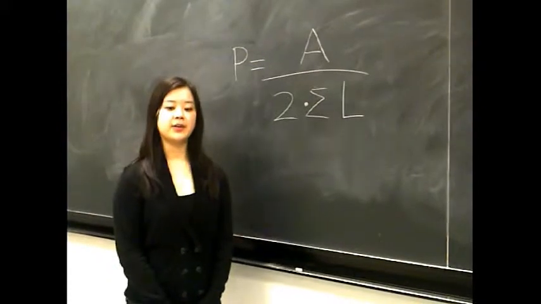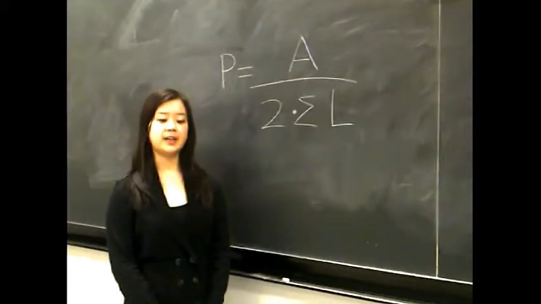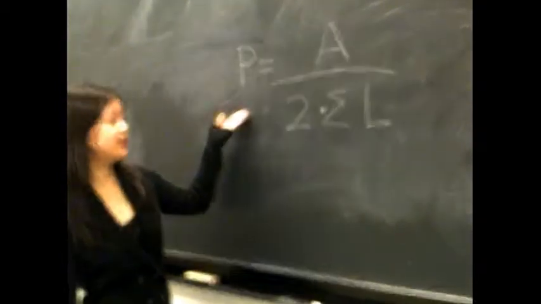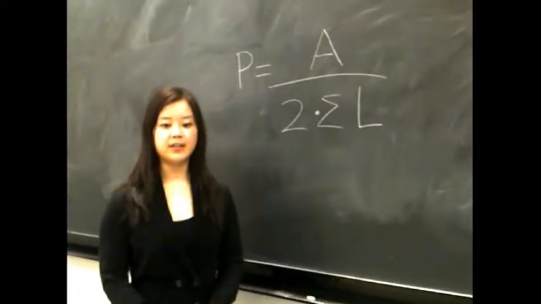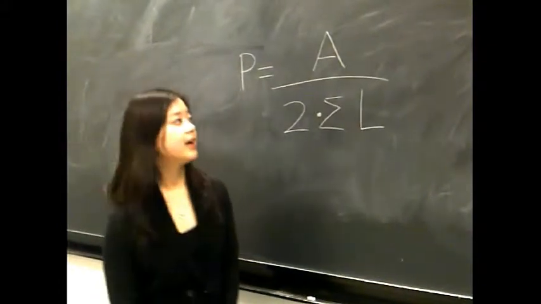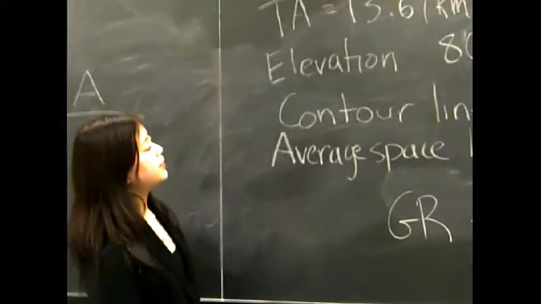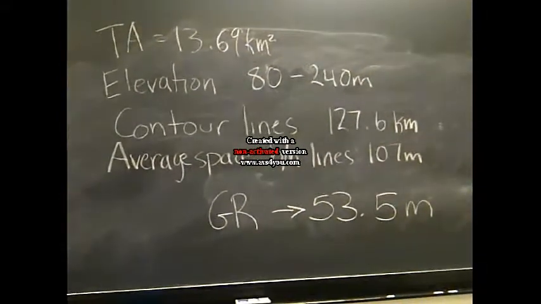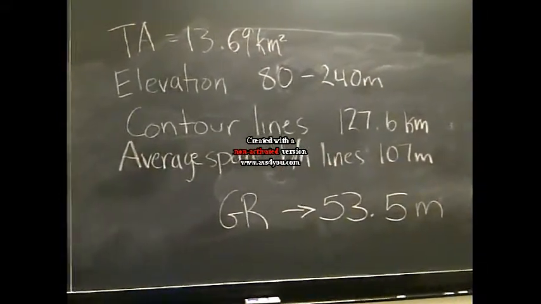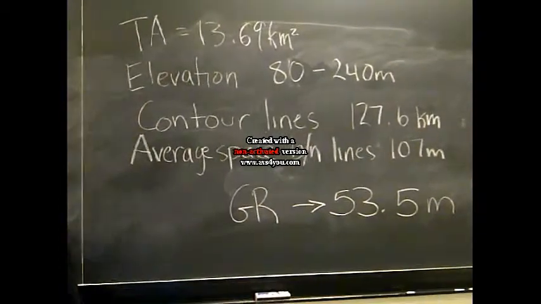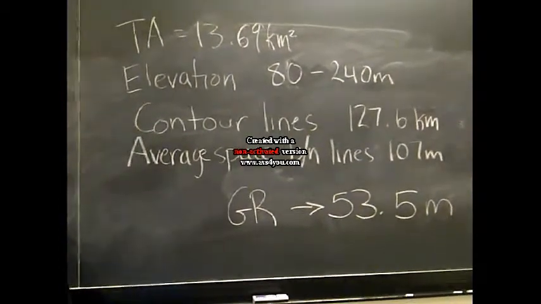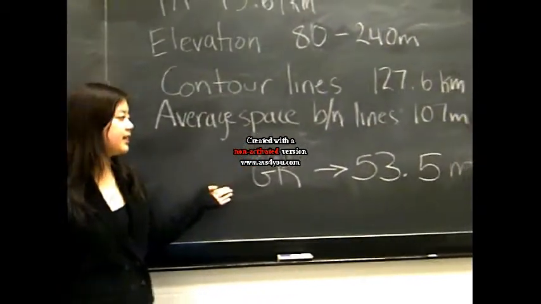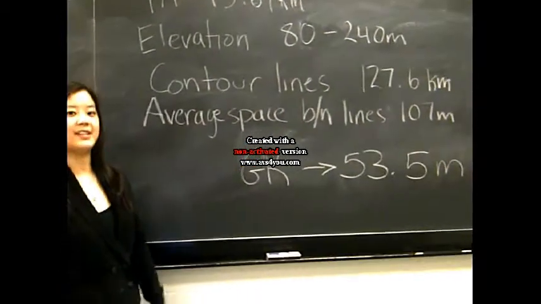In 2D topography, it can be estimated from the total length of the contours by using the formula P equals A over 2 times the total cumulative length of all digitized contours. The total area is 30.69 kilometers squared and the elevation is 80 to 240 meters. The contour lines total 127.6 kilometers and the average space between the lines is 107 meters. So therefore, the grid resolution comes out to be at least 553.5 meters.